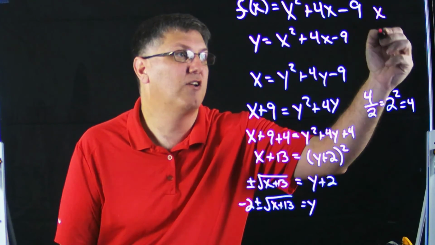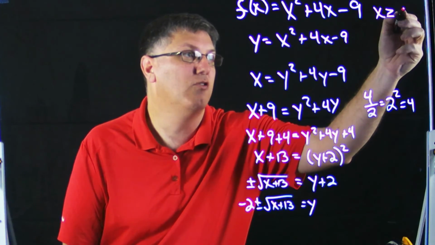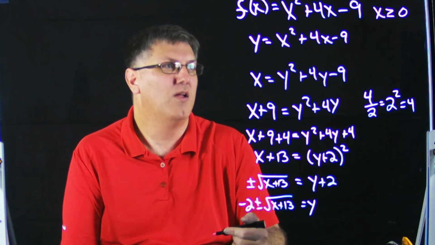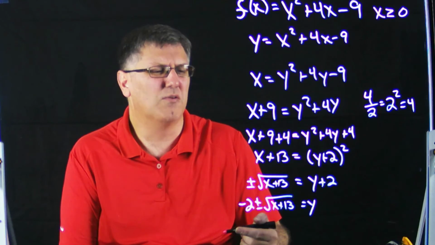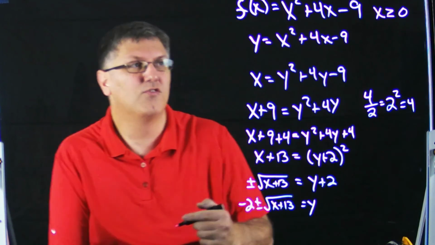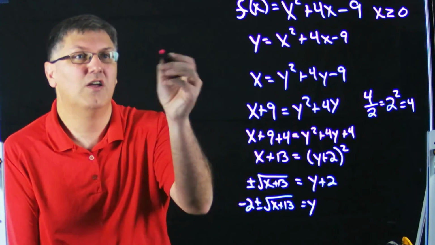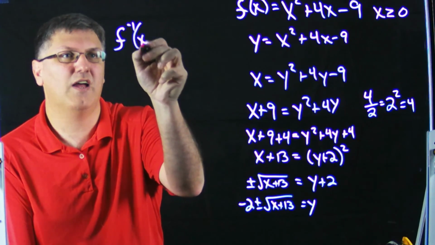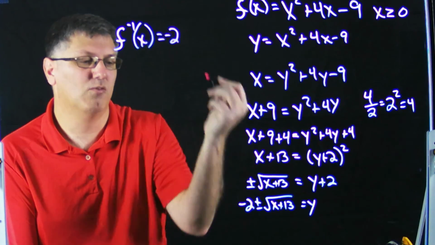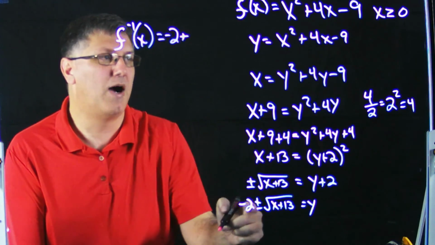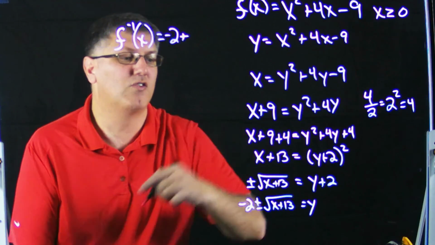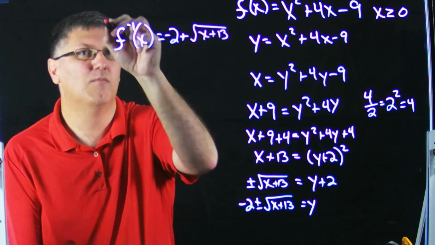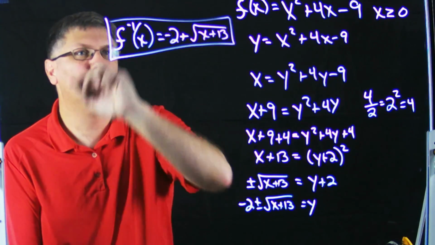Now, up here, I didn't write a domain on this. But let's say I said x had to be greater than or equal to 0. So now I'm going to look and say, all right, I've got my plus or minus. And what numbers are greater than 0? Well, those clearly are going to be my positives. So with this domain restriction, the inverse, which I'm going to rewrite in inverse notation, is going to be f inverse of x equals negative 2 plus, we don't need the minus because a minus would not make this a true statement, the square root of x plus 13. And that is your inverse.